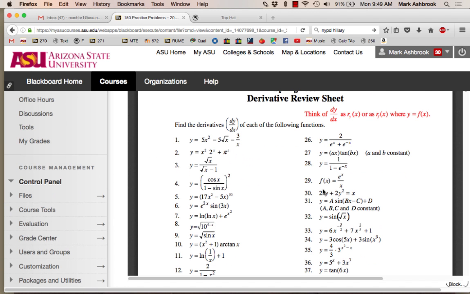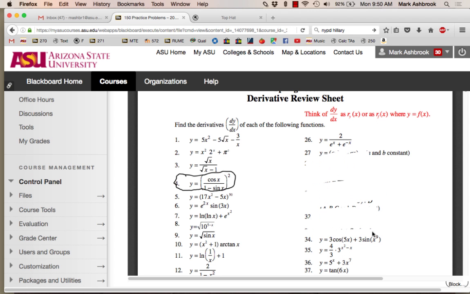Number 4 first. Okay? So we're going to look at number 4, and we're going to say, what's the big picture? What's the structure? Is it quotient? No. The structure is power rule, something to a power. That's the overall. So what is dy dx going to look like? It's going to be 2 times something to the first, right? 2 times something to the first. We'll do outside in here.